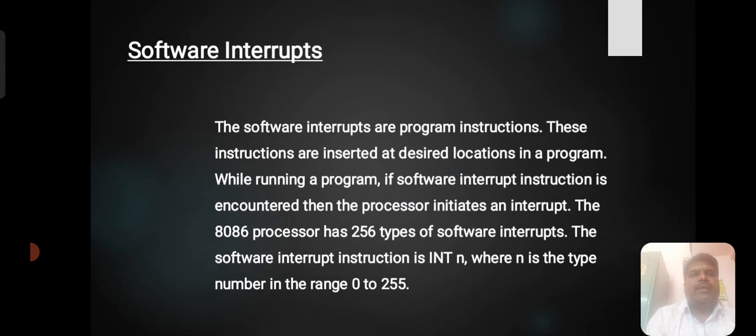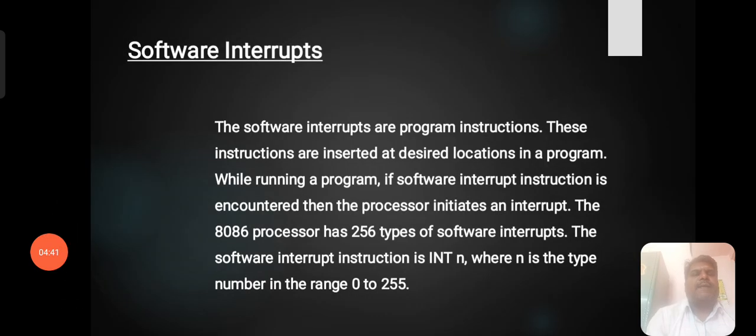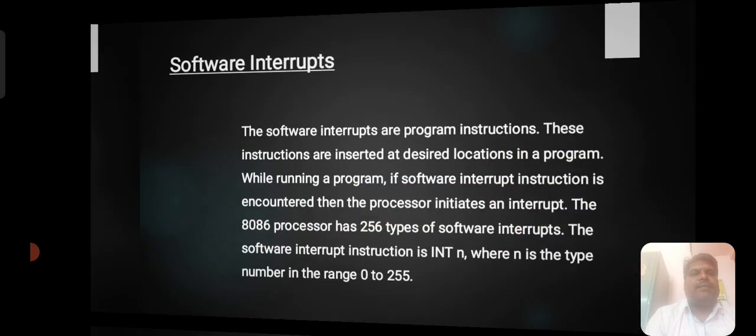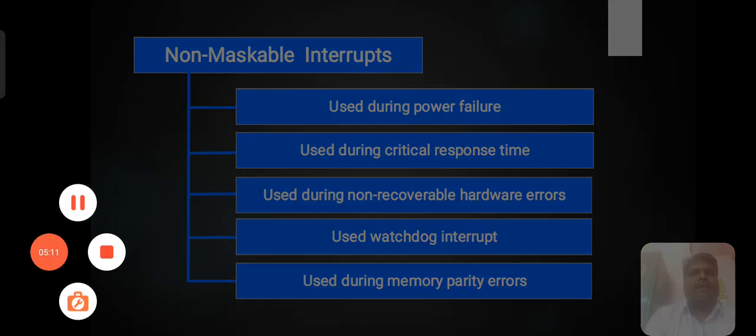Next, we are going to discuss the second classification of interrupts, that is software interrupts. In this YouTube video, I discussed the basics of hardware interrupts and what is meant by hardware interrupts, with the classifications of hardware interrupts being maskable interrupts and non-maskable interrupts. Now I am going to discuss software interrupts, which are very important in the 8086 microprocessor.